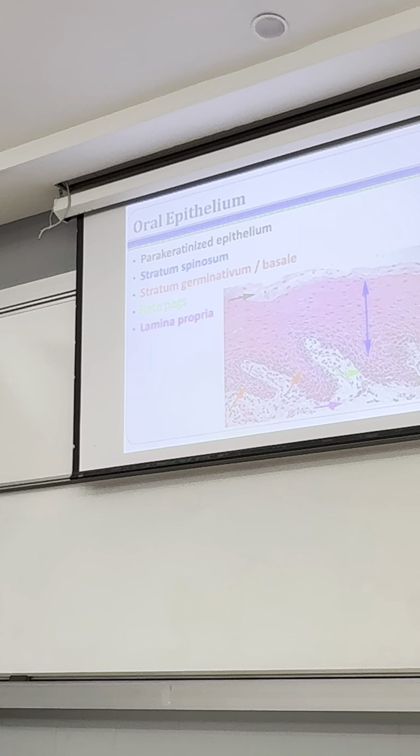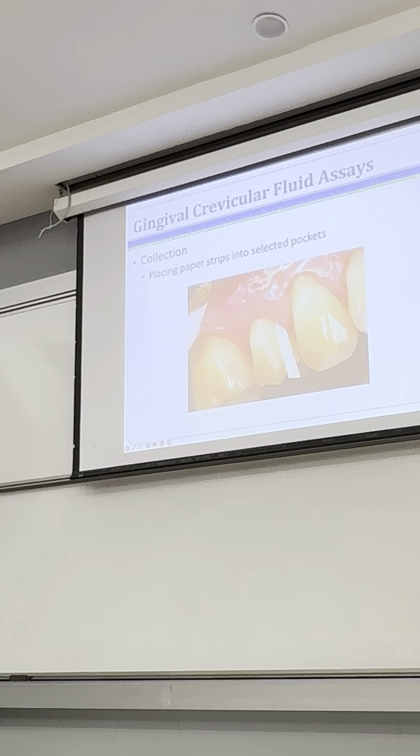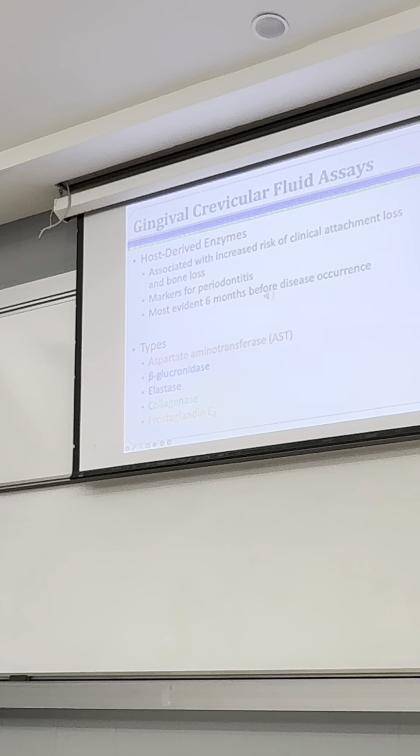This should be a little bit of a review, that you have those different layers, and the lamina propria down here on the bottom is where that gingival crevicular fluid is originating from. So how do they get it? It's basically a little paper strip that's placed into the pocket, and the fluid is collected onto that little paper strip.